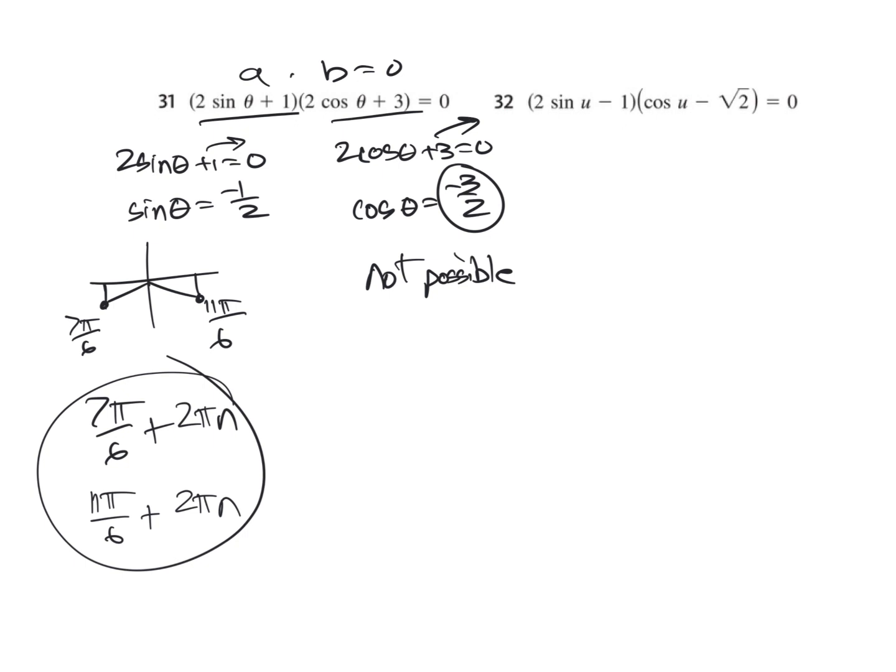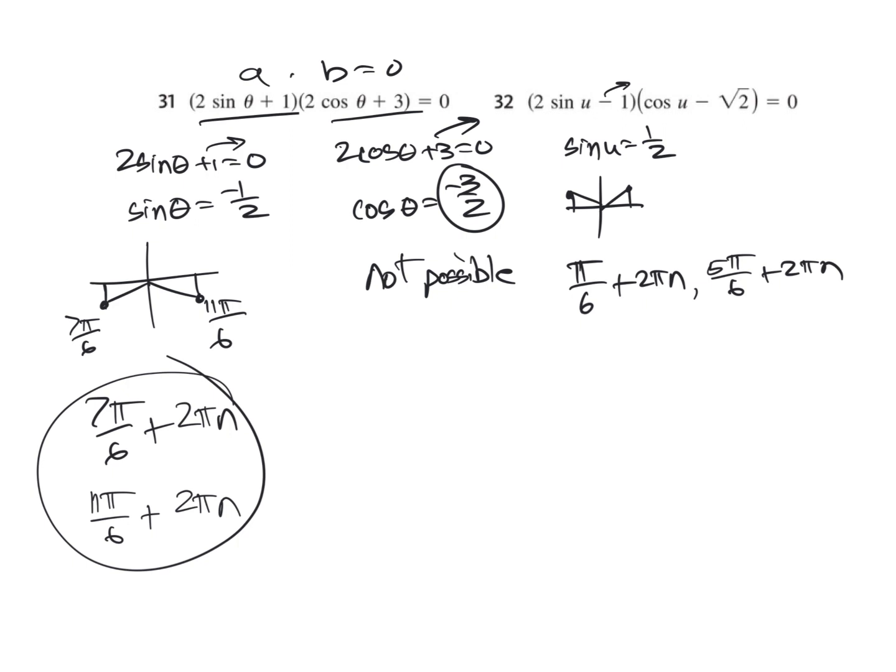Okay, so the same thing here. We're going to add 1 and divide by 2. So the sine of u is equal to positive 1/2. So the y is positive here and there. So those are pi over 6 plus 2 pi n, and 5 pi over 6 plus 2 pi n.